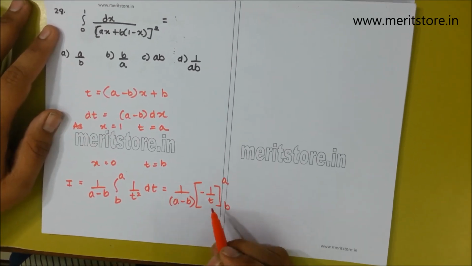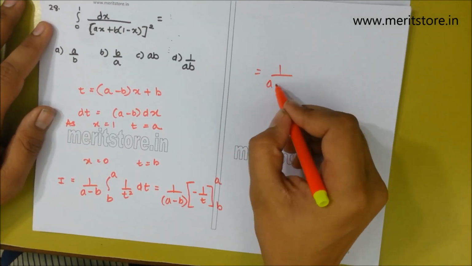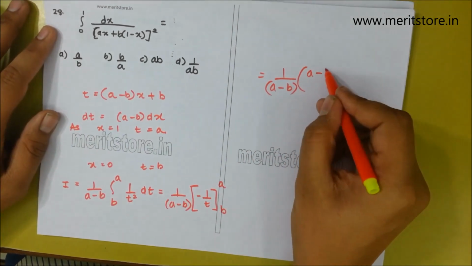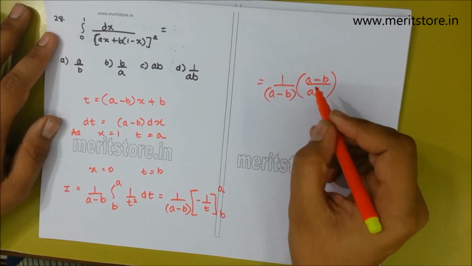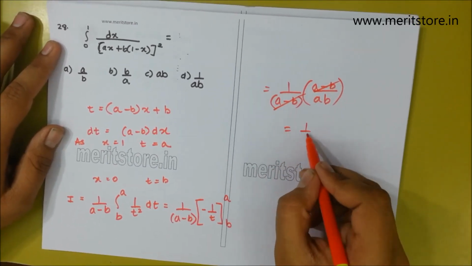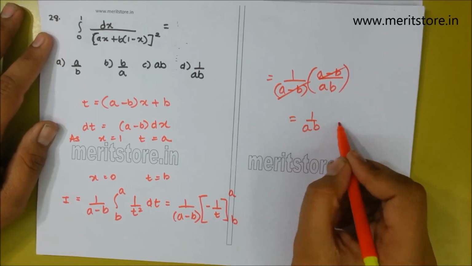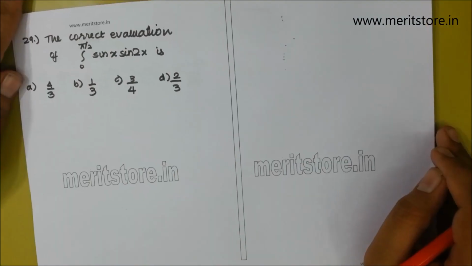Now substituting upper limit minus lower limit, what we get is 1 upon a minus b upon ab. Now cancelling a minus b, what are we left with? We are left with 1 upon a into b. That is option D. Question number 29.